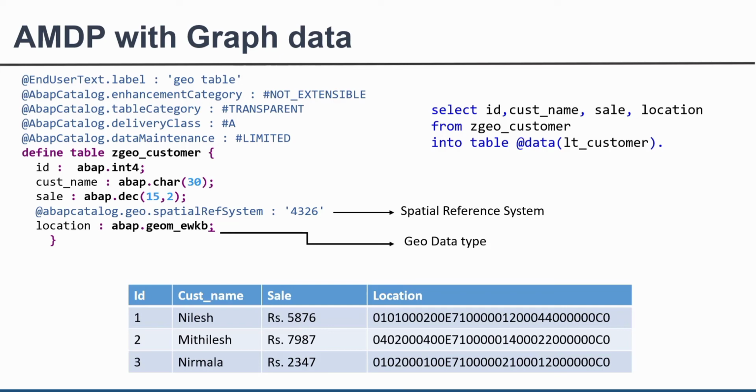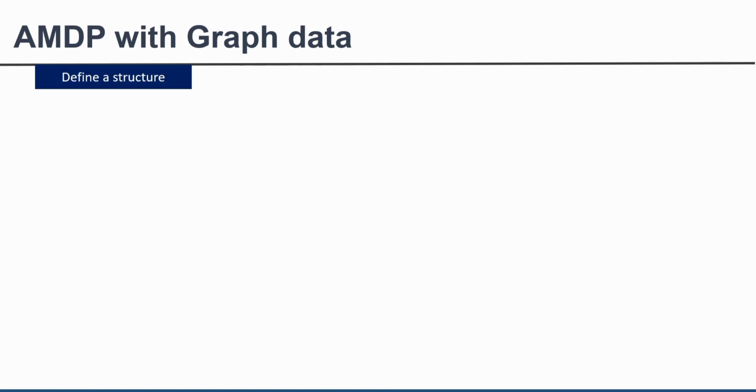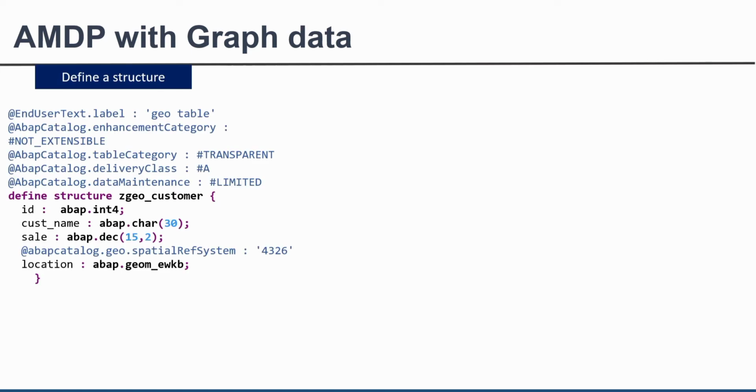To convert this binary number into an actual location, you need AMDP, and that is why in the previous slide you learned that you need AMDP for the conversion of this geo-specific data type. So how do you use AMDP in this case? For example, I create a structure similar to my table ZGO customer, with the same fields: ID, customer name, sale and location, with the same geo-specific data type, and I also give the spatial reference system, that is 4326, the international standard for GPS.